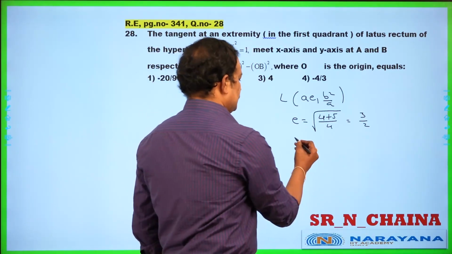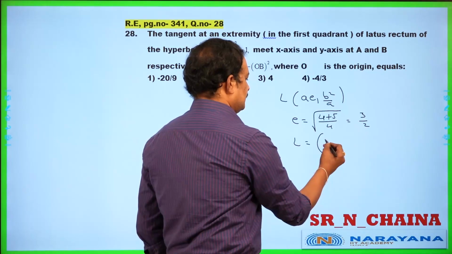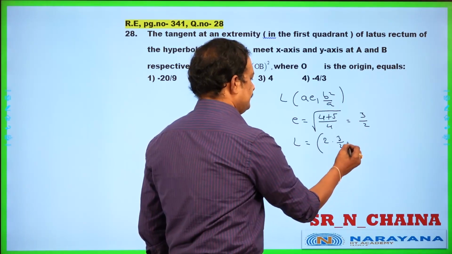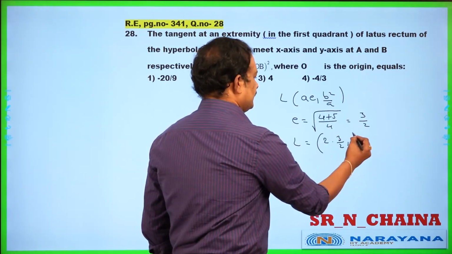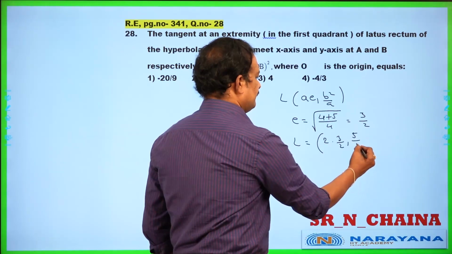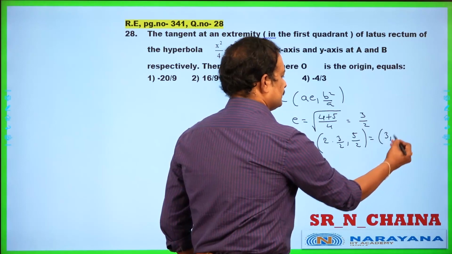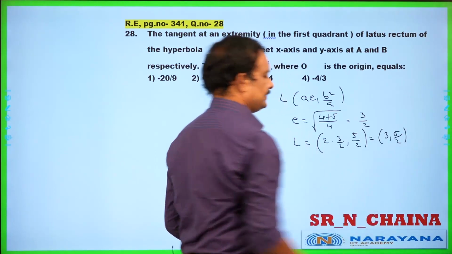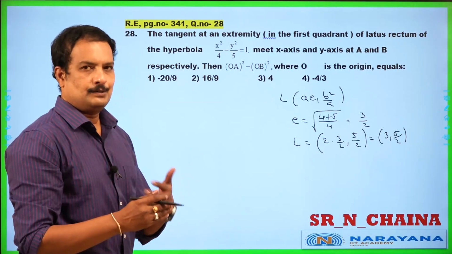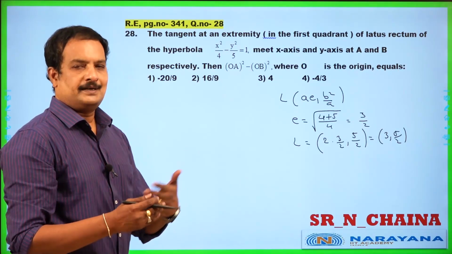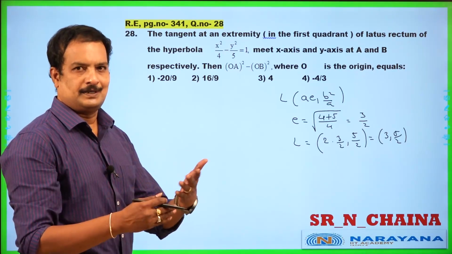So let us find out the L coordinates. That is ae, comma, a value 2. This is 3 by 2, comma, b square by a. B square is 5, by the a value, this is 2. So this point is (3, 5 by 2). Okay, that is (3, 5 by 2). So at that point they have taken a tangent. Tangent at the point x1, y1, wherever it lies on the hyperbola doesn't matter.